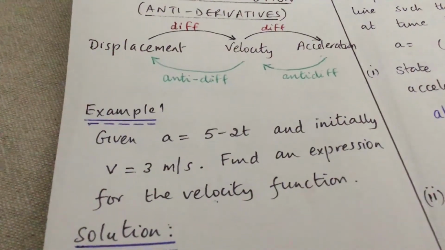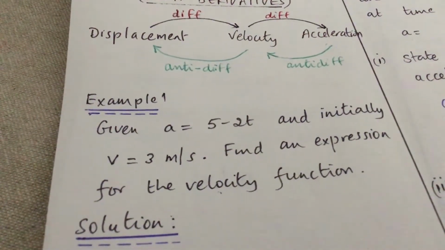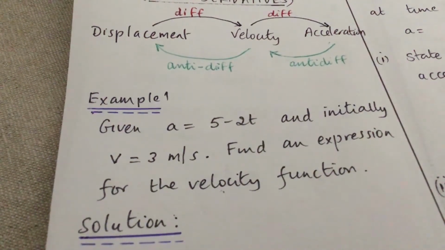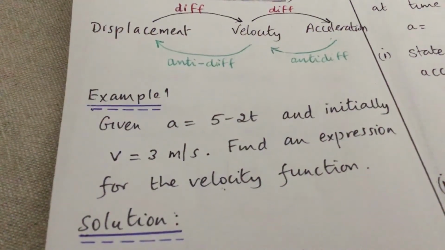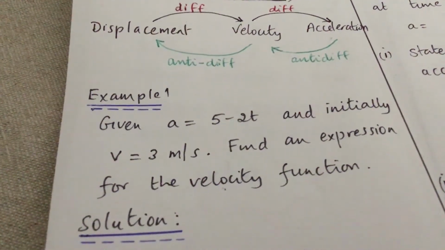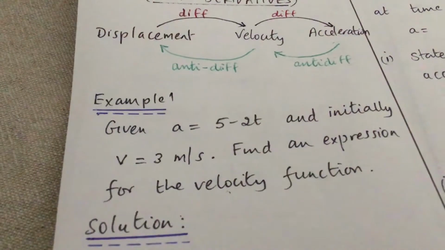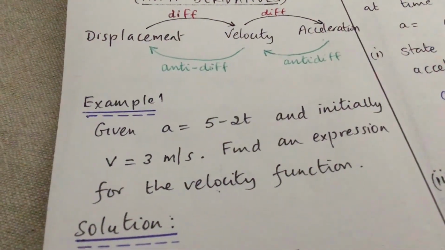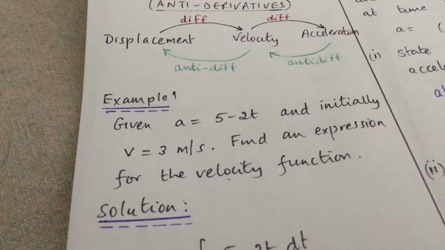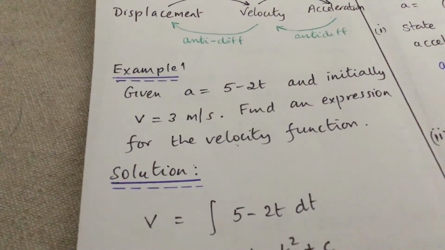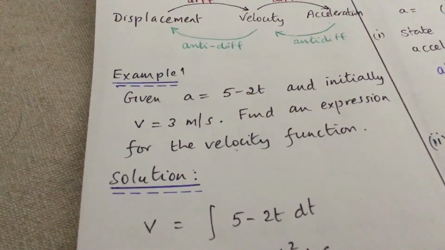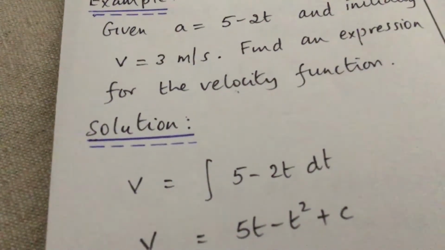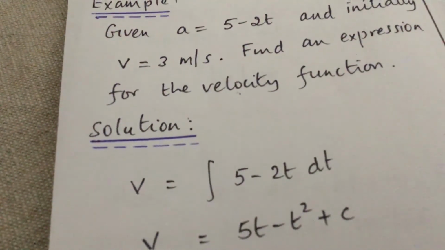Given a is 5 take 2t, and initially v equals 3 meters per second. Now the v equals 3 meters per second, that's called the initial condition. So you're given v is 3 when time is 0. Find an expression for the velocity of the function. So velocity will be the integral of acceleration from what we've seen above. Integral of 5 is 5t, and integral of 2t is t squared, plus c.